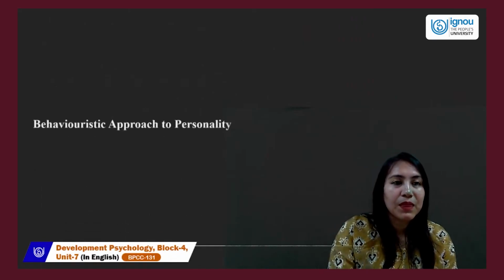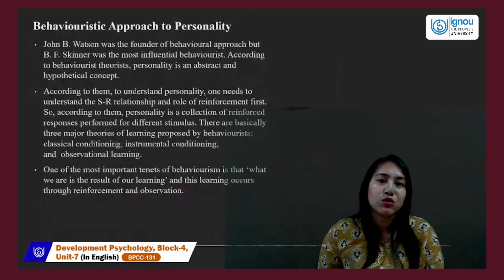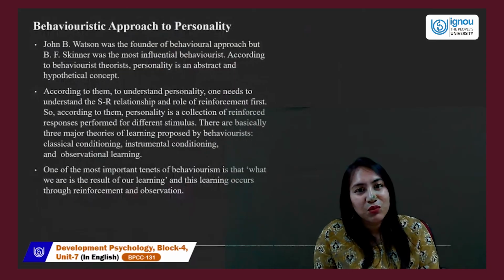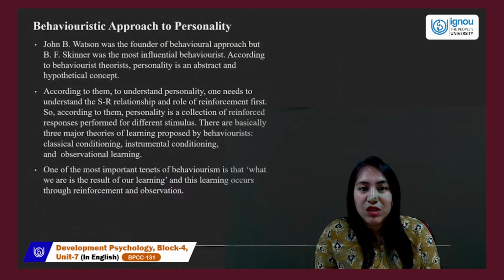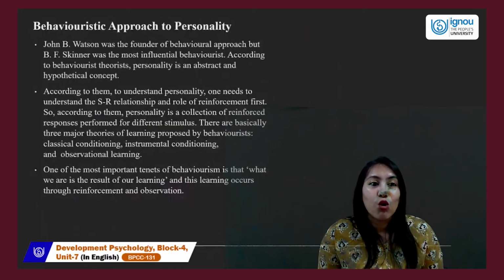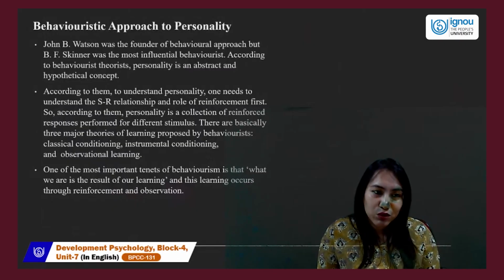Now, after this, we come to the behaviorist approach to personality. The behaviorist approach to personality was given by J.B. Watson. J.B. Watson stated that we need to study personality through something which is observable and testable. And according to them, overt, observable behaviors can be tested and can be verified.